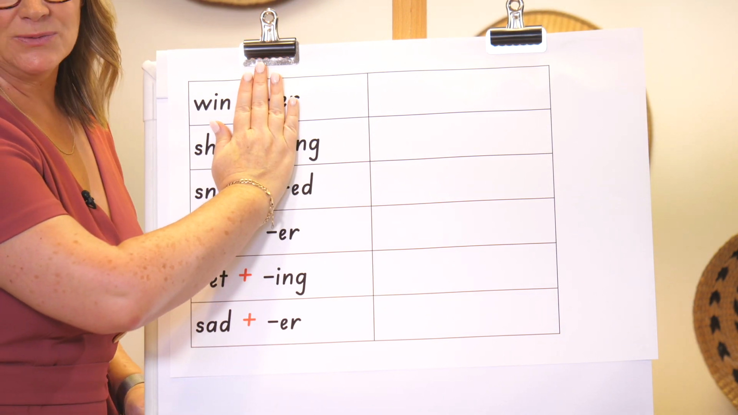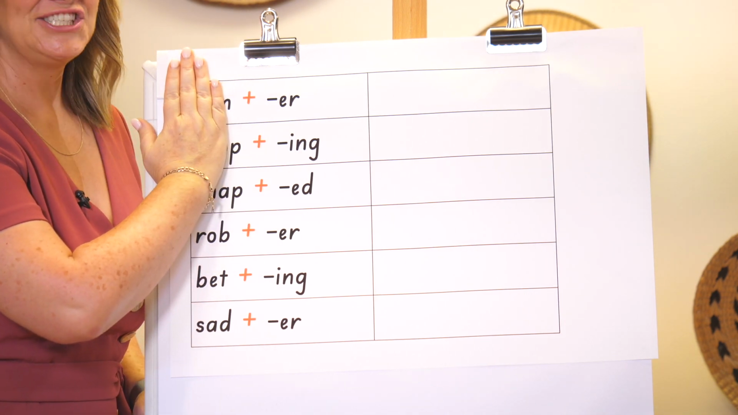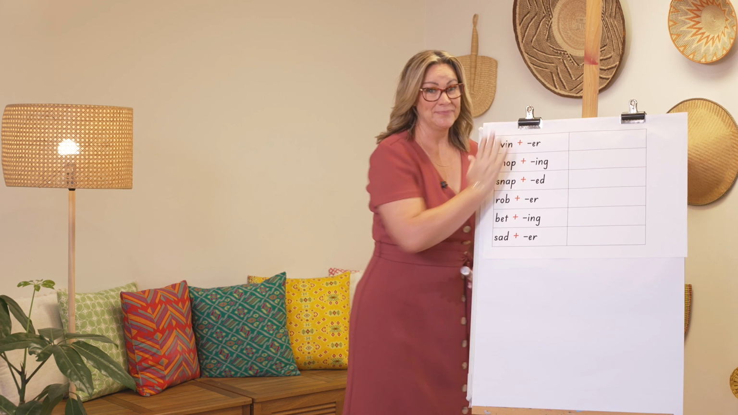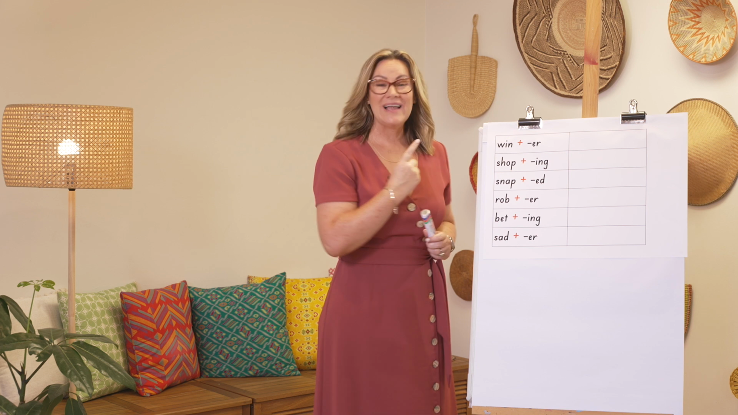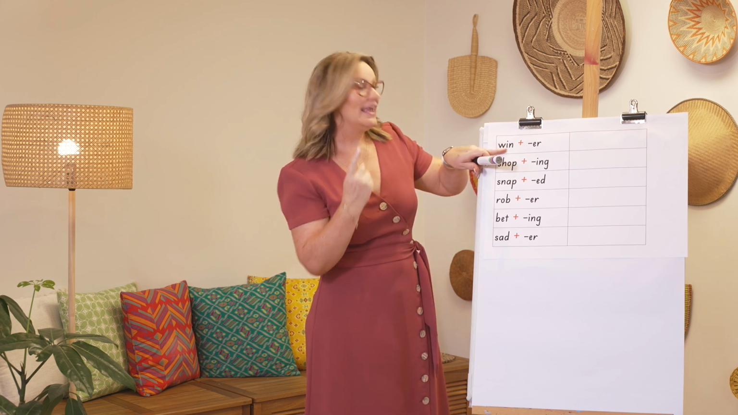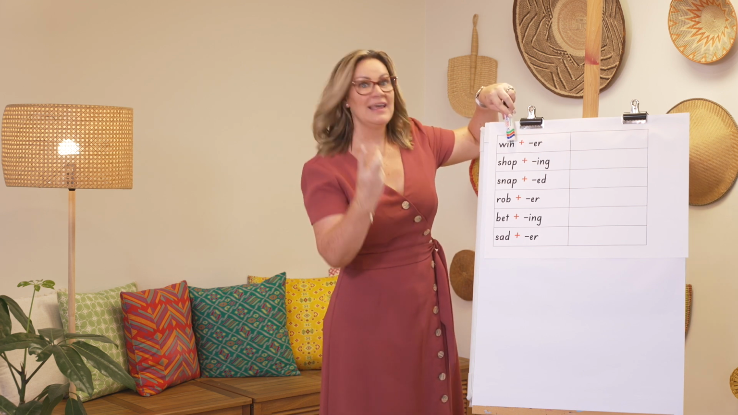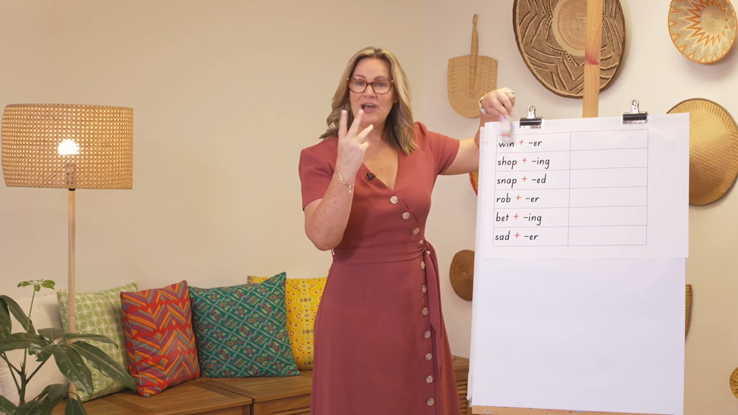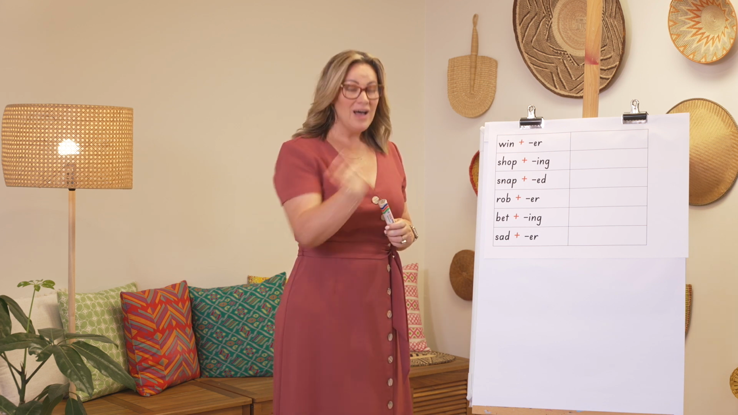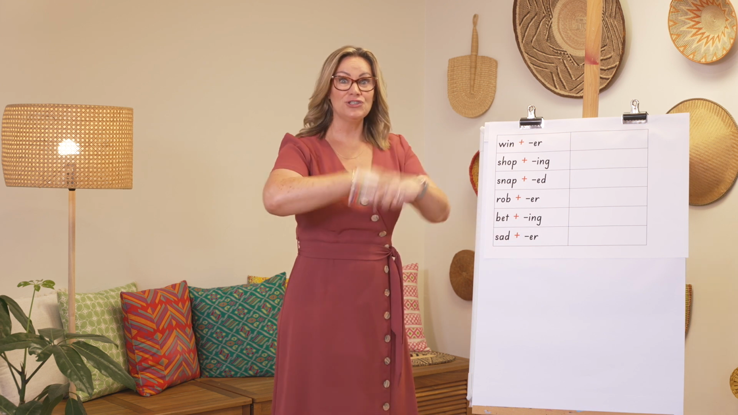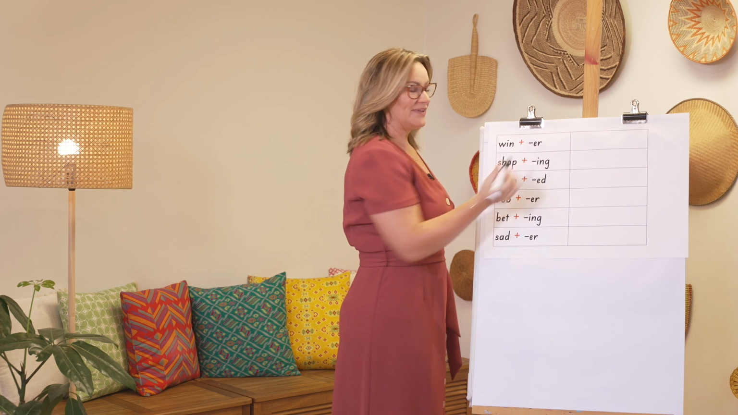Win is my base word. We're going to add the vowel suffix. Let's check our 1, 1, 1. One syllable word? Yes. One single short vowel? I. Yes. One single consonant at the end? Yes. What do I have to do to that last final consonant before I add my suffix? I have to double it. Then I add my suffix.